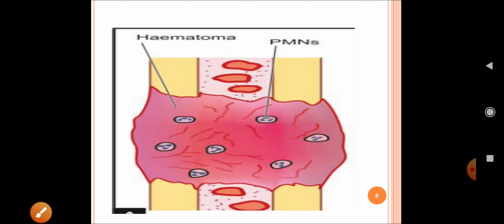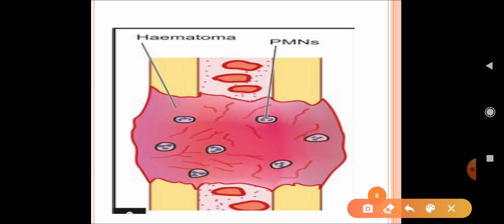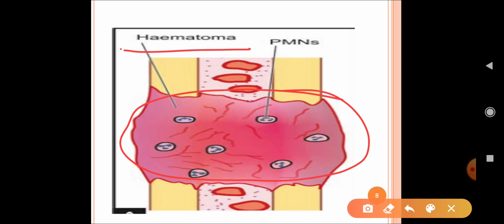Okay, so this is the first stage of fractured bone healing. Clear? This is the figure from Harsh Mohan's Textbook of Pathology. It's a very beautiful figure. This is your fractured area. And here you can see that there is formation of hematoma, a blood collection.